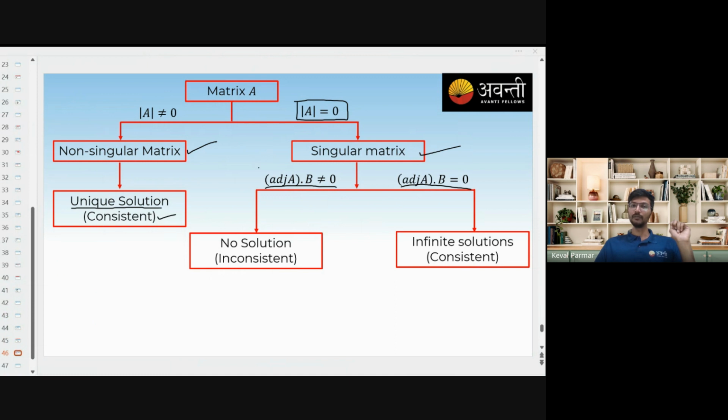If this is not equals to 0, then we get no solution. No solution means the system is inconsistent. If this is equal to 0, we get infinite solutions. One solution or infinite solution, doesn't matter. The system is consistent. Got it, guys?